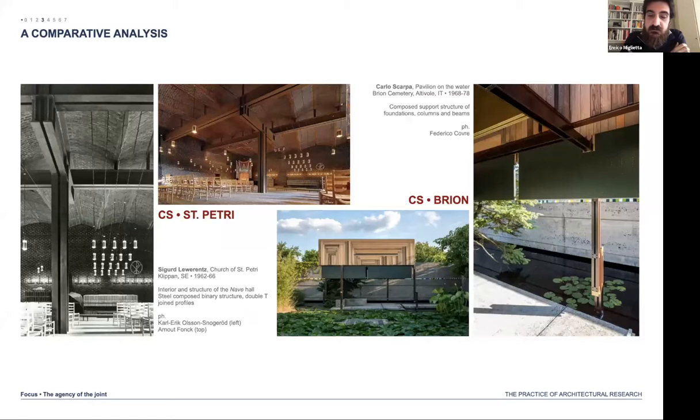To delve into the method, we can investigate two well-known architectures designed and built a few years apart: the Church of St. Peter's in Klippan by Sigurd Lewerentz and Carlo Scarpa's Brion Cemetery in San Vito d'Altivole, both widely recognized as masterpieces, of course, and paradigmatic examples of two different ways of operating. In fact, if for the second the construction-form correspondence allows us to query and read its functioning, in the Church of Klippan we can almost read a negation of the constructive process, or as it was defined, an architecture as a paradox of construction.